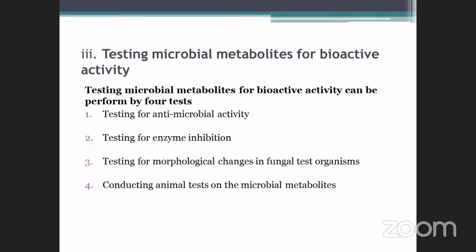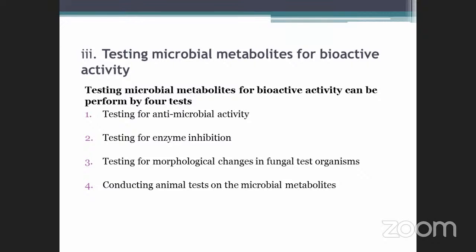Bioactivity means you have already isolated a certain organism, and after that you culture it in suitable media, and as an extracellular extract you test it against different bacteria, different fungi, or yeast. This is known as antimicrobial activity. You can also use that bacterial extract for enzyme inhibition, meaning enzymes which are therapeutically valuable. Therapeutically valuable means that if you inhibit those enzymes, then you can treat the disease in humans.